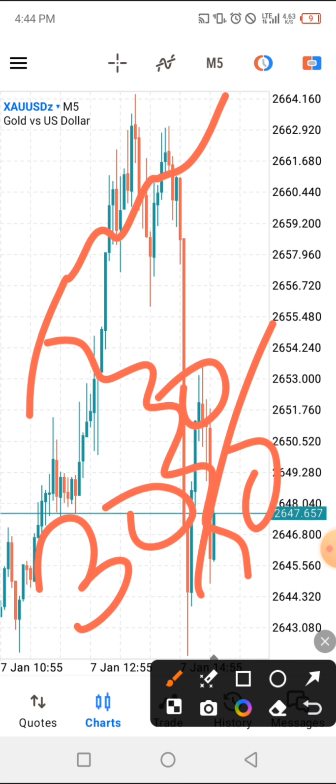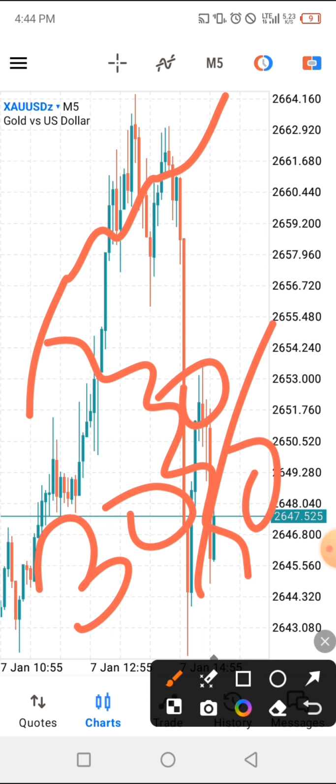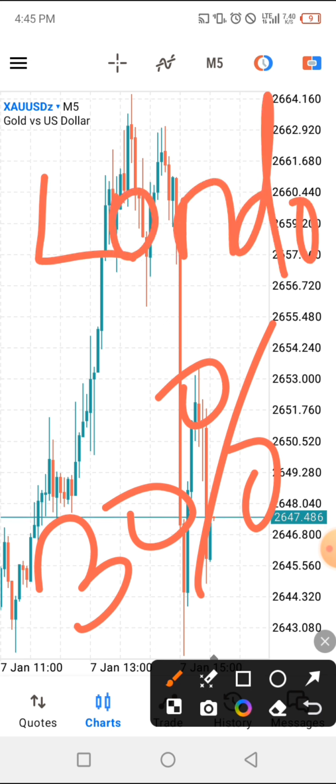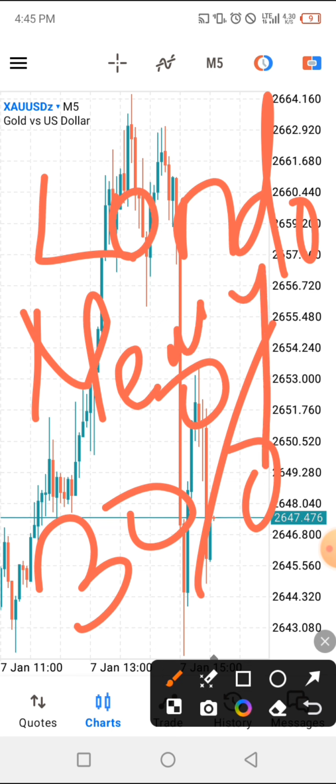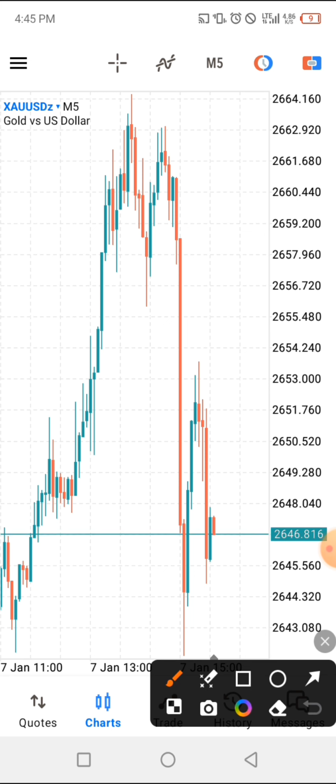So at what particular time does this movement happen in the market? It happens mainly during the London session and during the New York session. The market trends during the London session and during the New York session. You have to understand this. So this tells you that you only have to trade the market during the London and the New York session. Some professional traders that I know only trade one session.